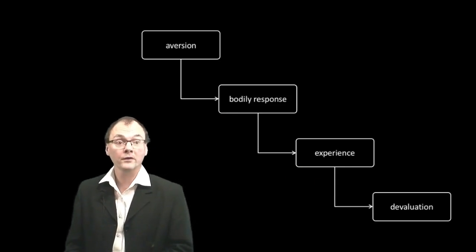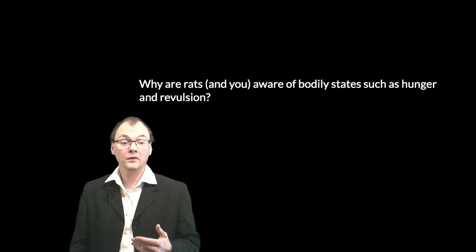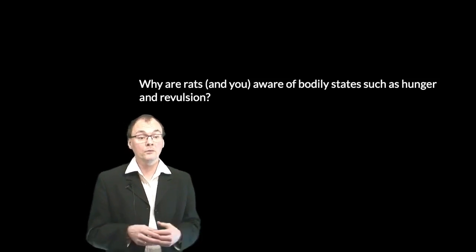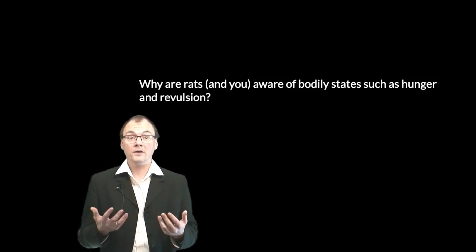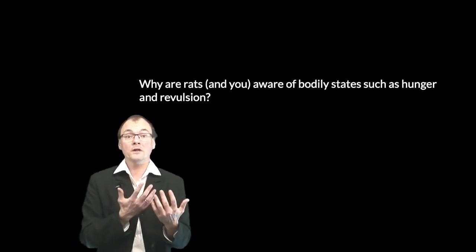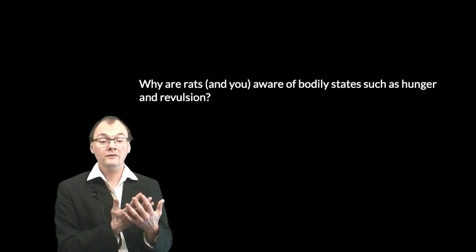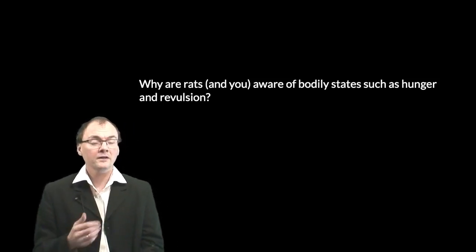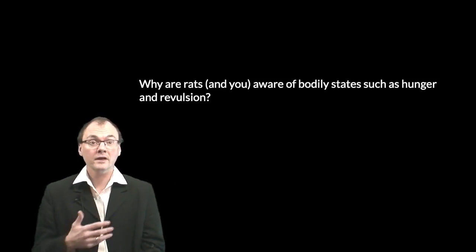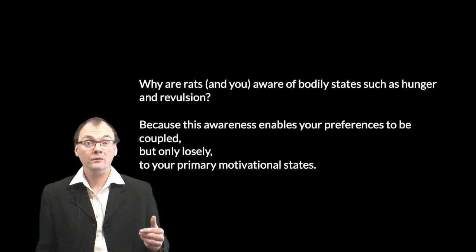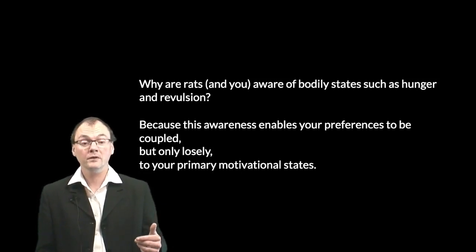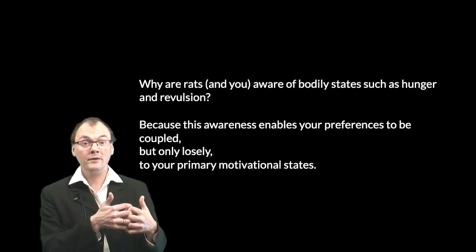It's simple, but it's also profound because it tells us something about why we have experiences at all. Why is it that rats or humans should be aware of bodily states such as hunger or revulsion? There's lots of things that happen in our minds and our bodies that are completely opaque to us, that we learn about, if at all, only through a form of scientific investigation. So why is it that something like the effects of things on us when we encounter aversion, disgust, and the rest, why should we have awareness in those cases? And the answer is because that awareness is what enables our preferences to be coupled, but only quite loosely coupled, to our primary motivational states.